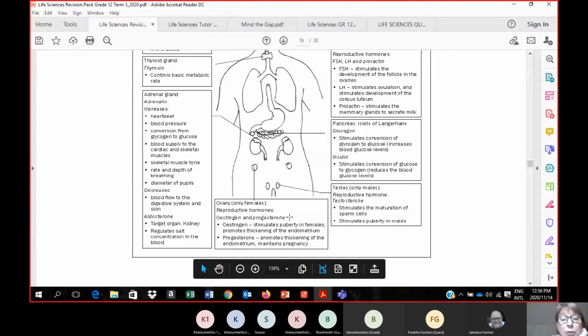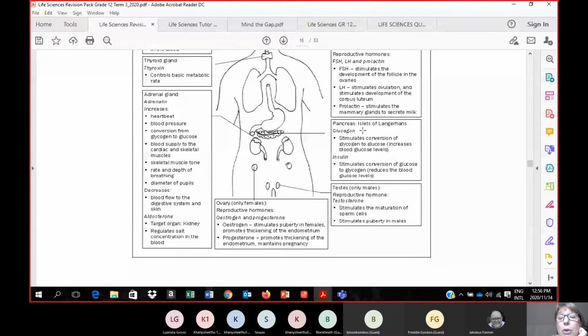Then we've got estrogen and progesterone again. There's nothing new here because we've already discussed these two hormones when we did reproduction. The testes produce testosterone, nothing new here. We did this when we did reproduction. There we've got two hormones, glucagon and insulin. This is also not new to you because when we did the chapter on nutrition in grade 11, we ended off by talking about the homeostatic control of glucose, which, by the way, you need to study again in matric.